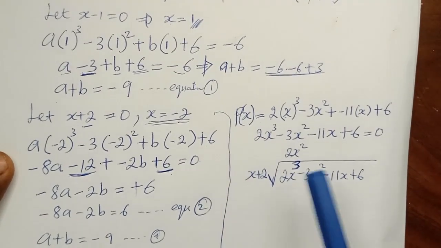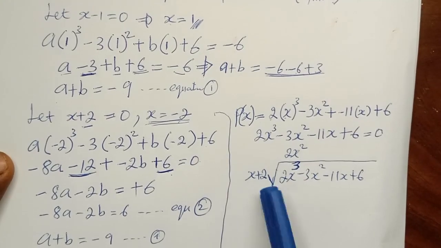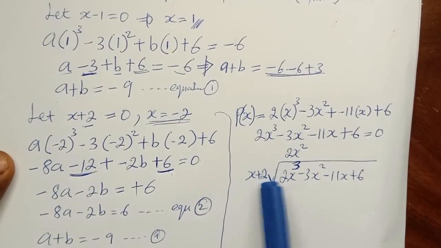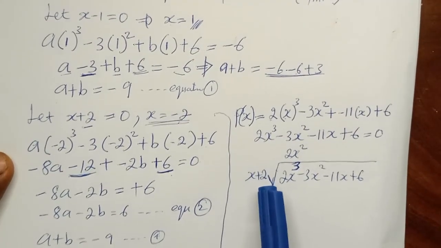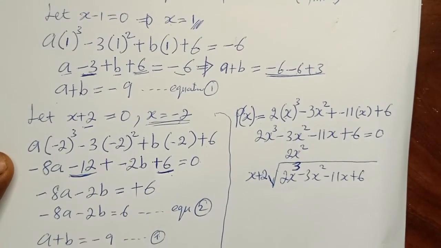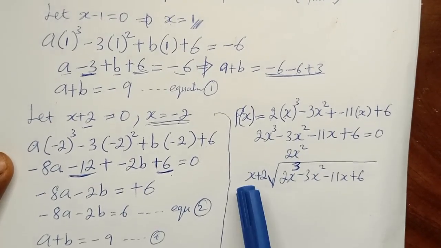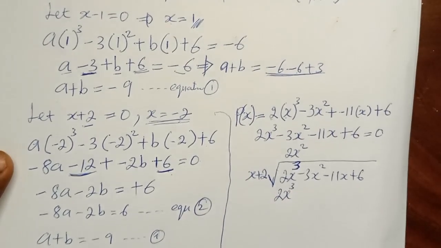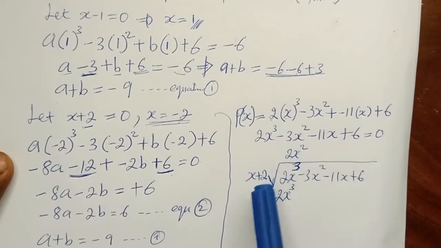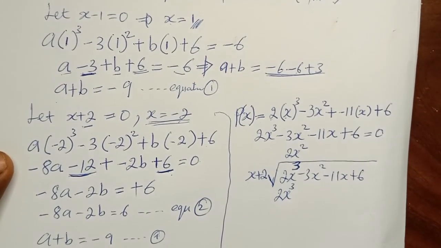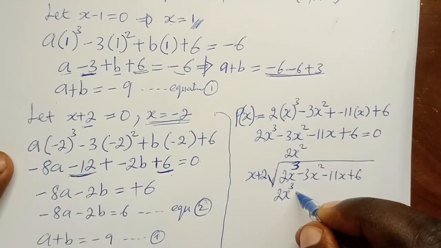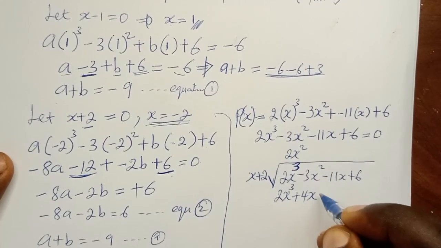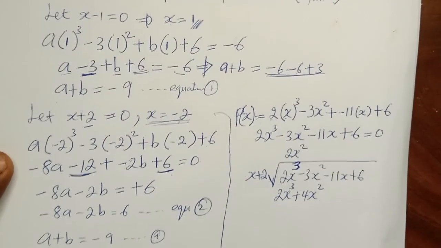Now we use this 2x squared and multiply by both of these factors. The first is x and the second is 2. So 2x squared times x gives us 2x cubed. 2x squared times 2 gives us plus 4x squared. And the expression is done.